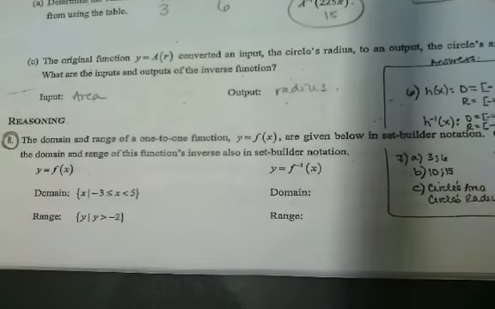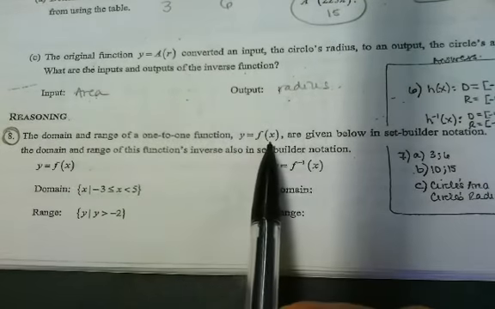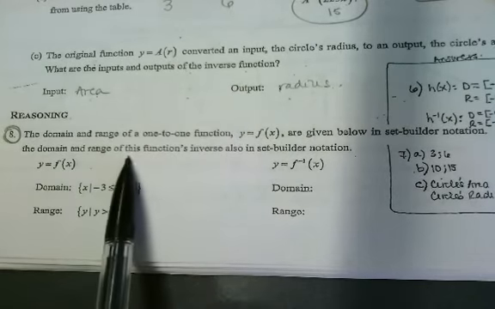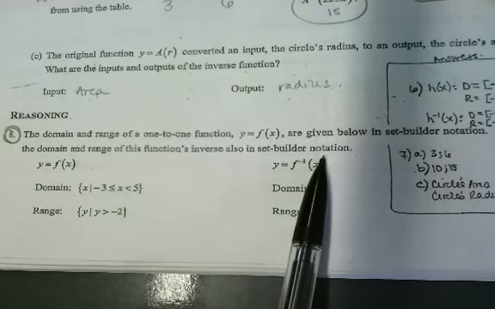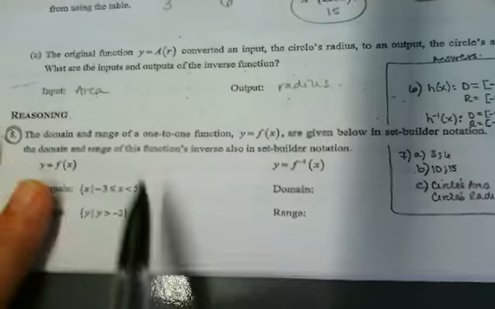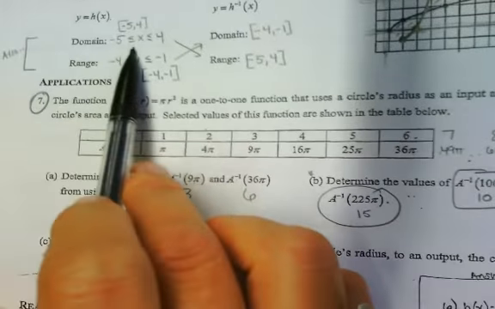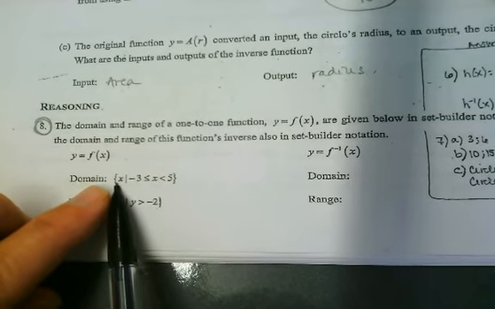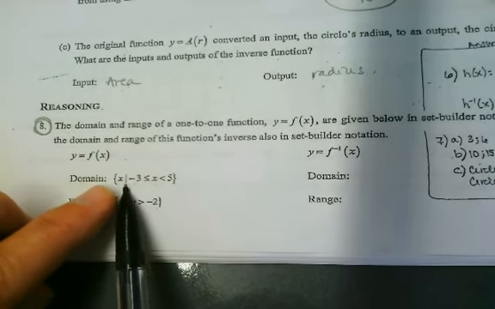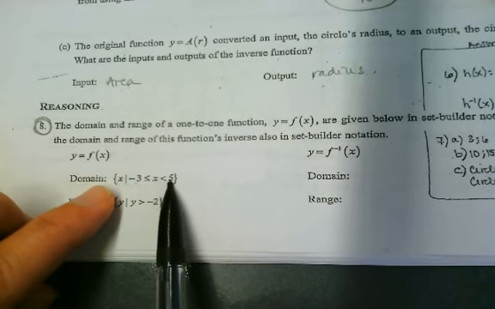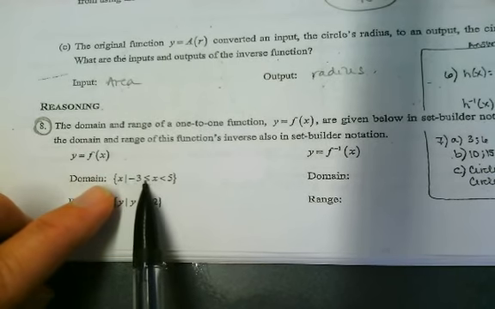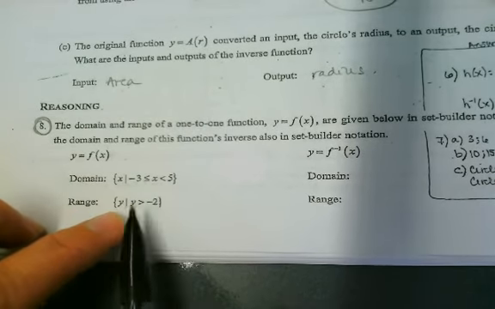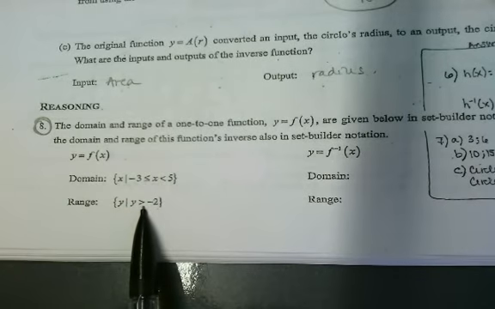And then lastly on 8, the domain and range of a one-to-one function f of x are given below. Okay, domain, range. Give the domain and range of this function's inverse, also in set builder notation. So set builder notation was pretty much what I was doing up here, except I just didn't do the set of all x's. So what this technically means for the regular function is that the domain is the set of all x's such that x is between -3 and 5. Notice on this one that x can actually equal -3, but it has to stay less than 5. On the range, y has to be just greater than -2.